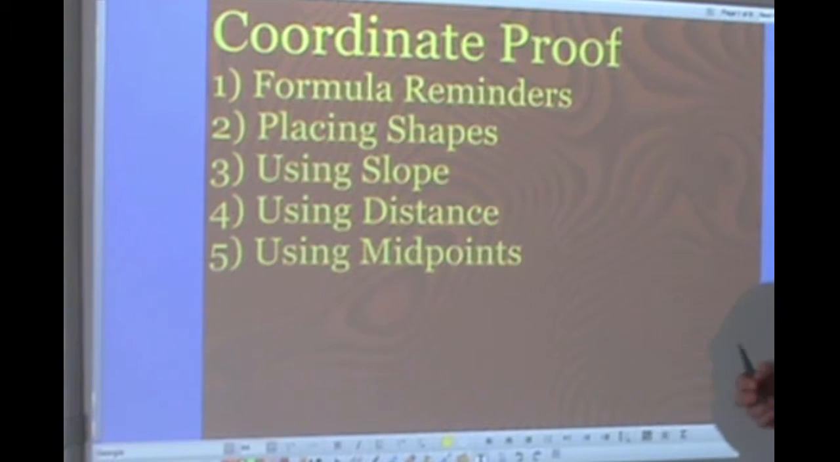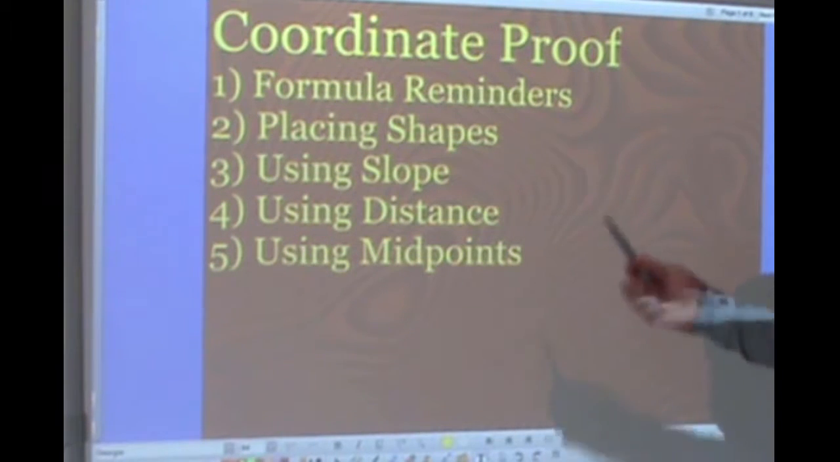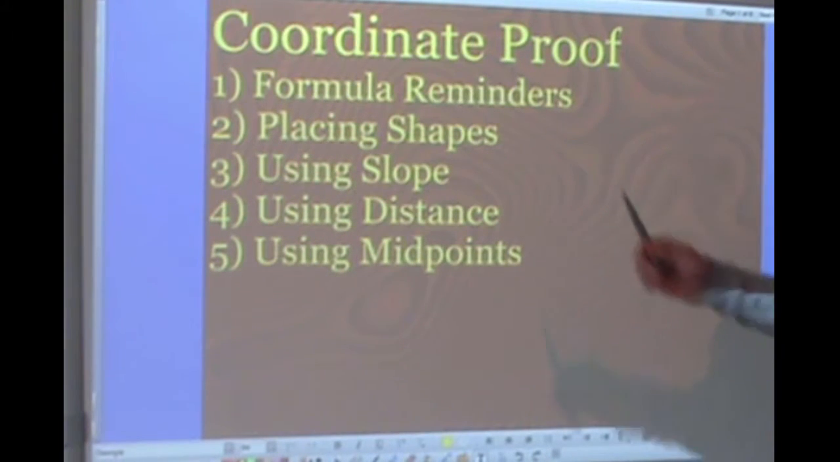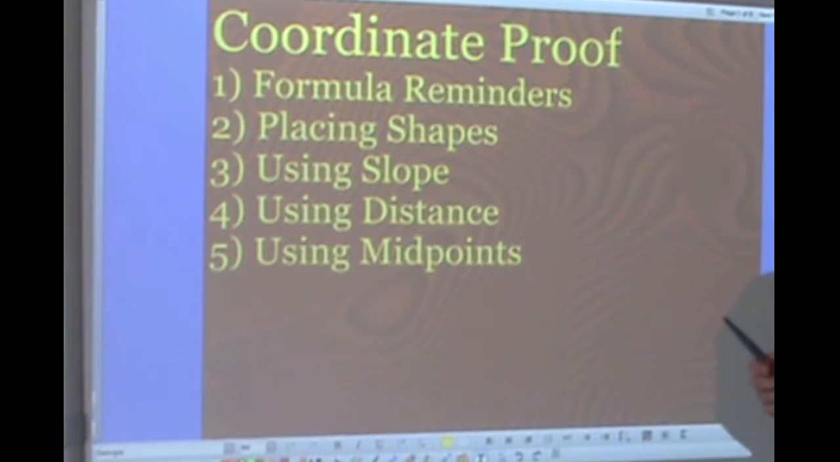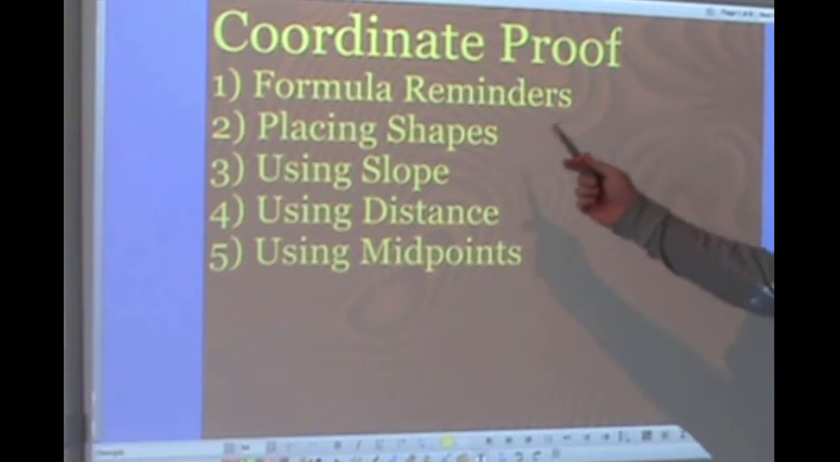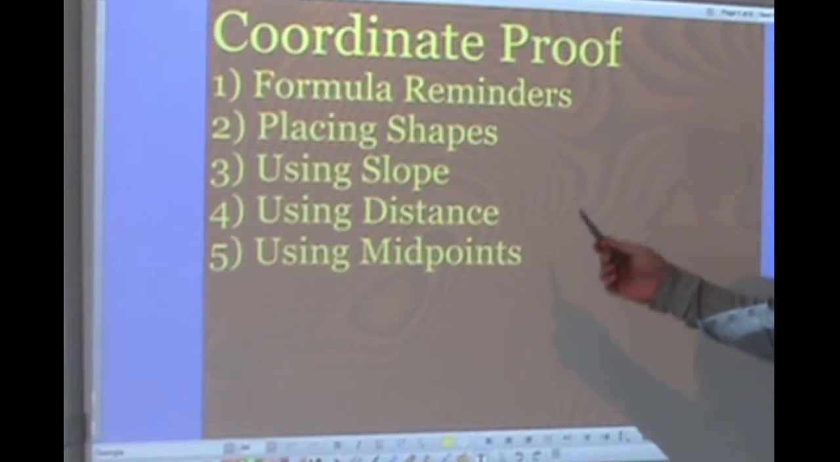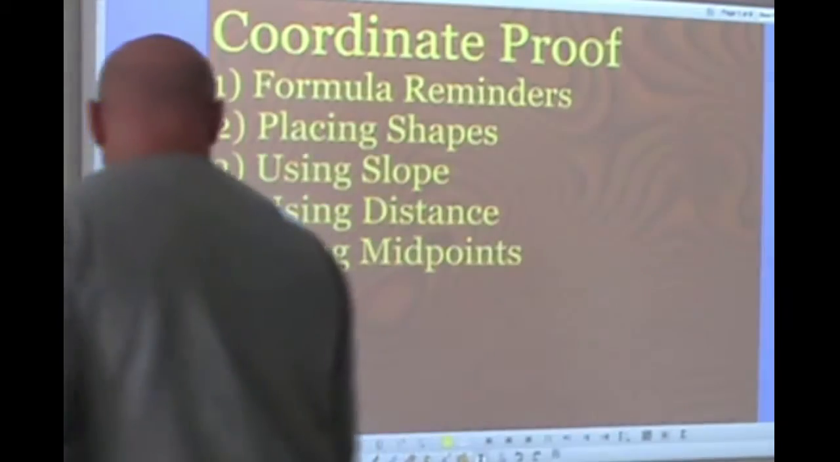First, we'll take a look at the formula reminders. What are the formulas we use in coordinate geometry? There's 3 of them. And it's placing shapes. How do you put a shape down so that you can use coordinate geometry in order to prove it? And we'll look at an example using slope, an example using distance, and an example using midpoints.